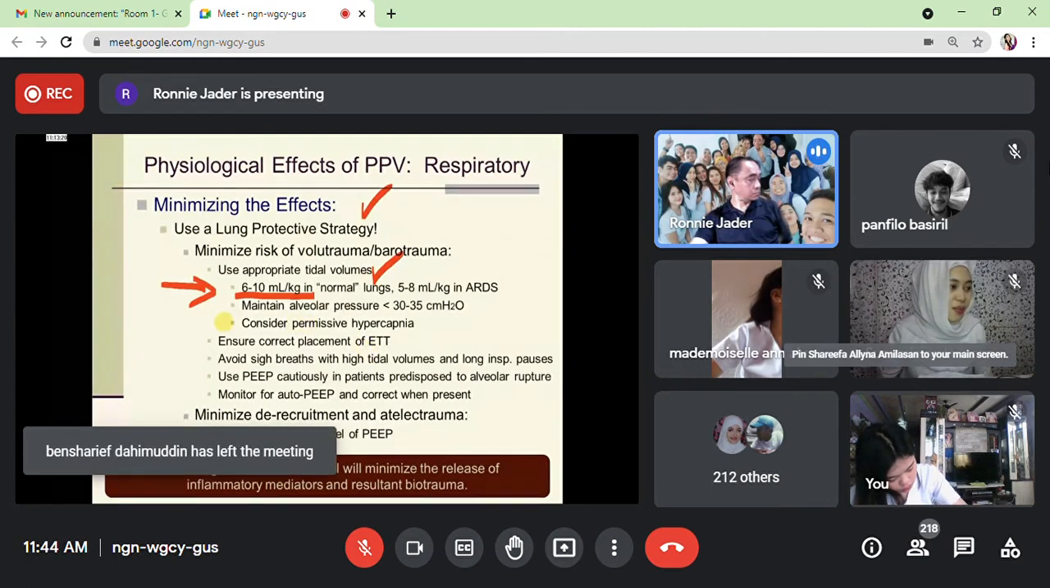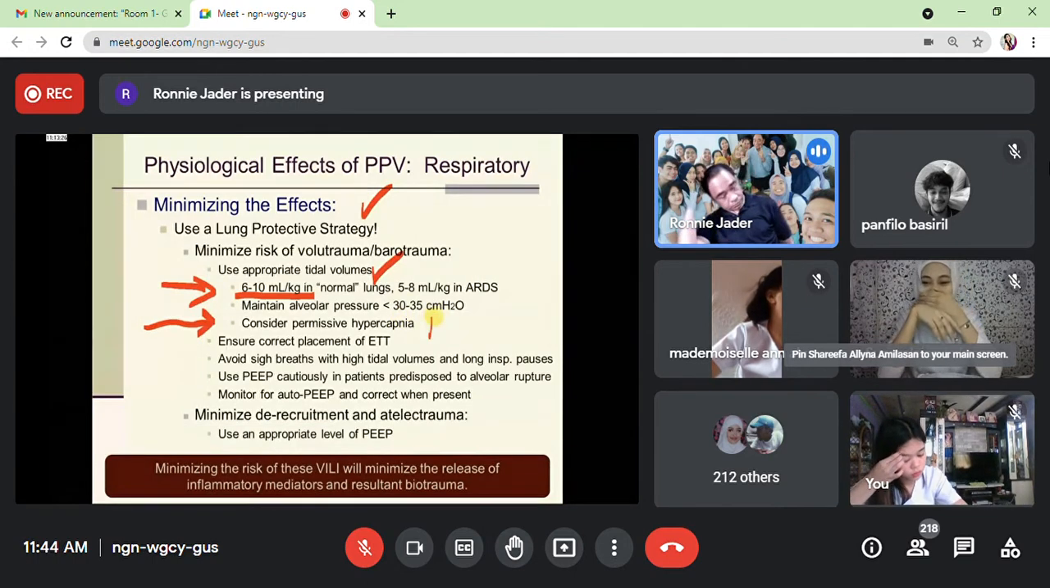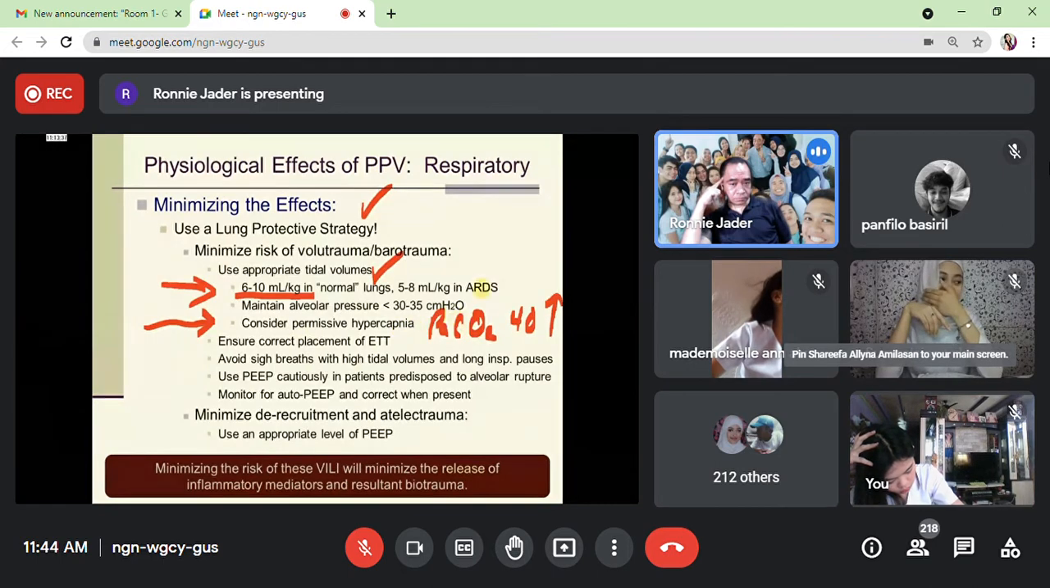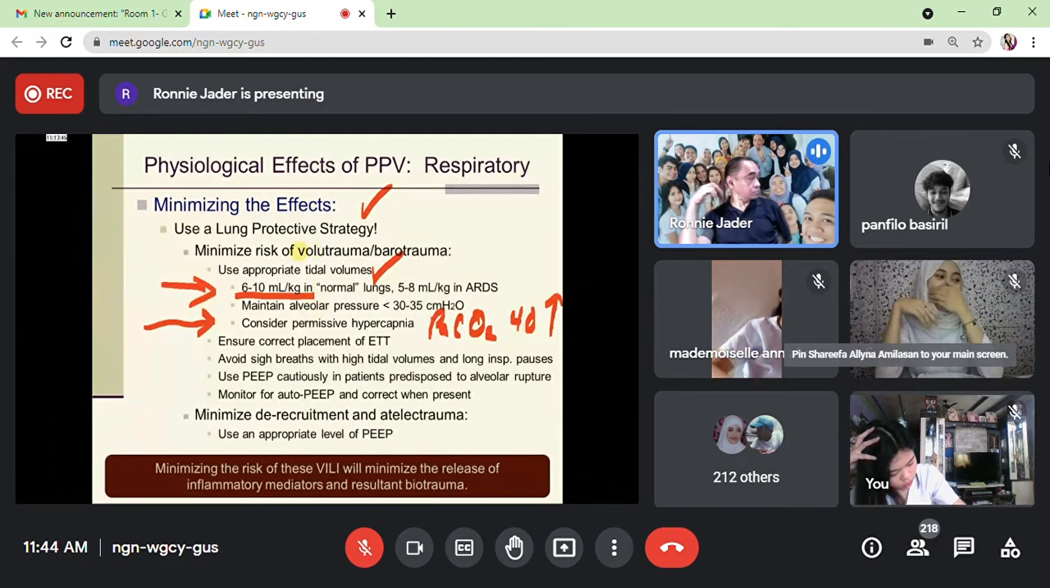We may also consider permissive hypercapnia. So instead of having that PaCO2 goal of 40, maybe we'll allow that to rise and just keep an eye on the pH. So we can have a patient whose CO2 is 80 or even 100, but as long as they're not too acidotic, we'll be okay with that. By limiting the amount of minute ventilation, we can limit the amount of damage due to volume/barotrauma.